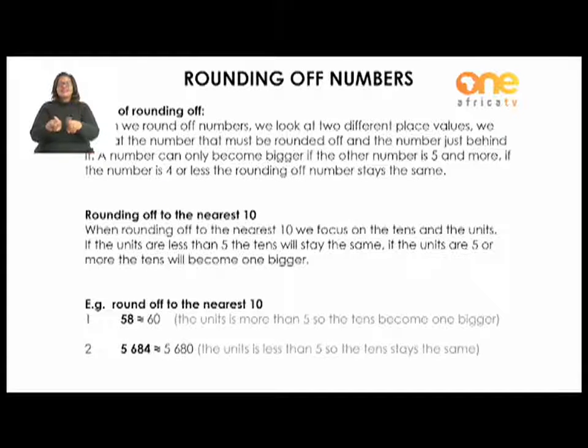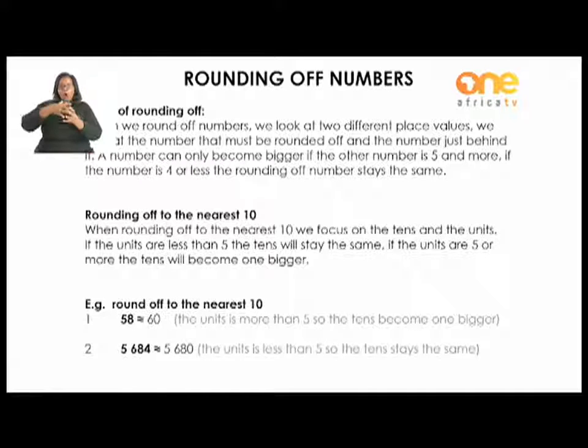Now let's go over to rounding off to the nearest 10. Let's read. When rounding off to the nearest 10, we focus on the tens and the units. Why do we focus on the tens? Because the 10 is the one that will change. If the units are less than 5, the tens will stay the same. If the units are 5 or more, then the tens will become 1 bigger.